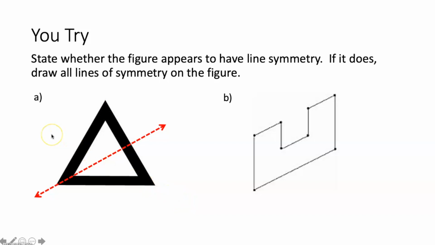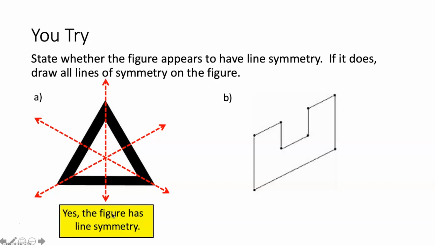Same thing with this line right here. This would be a line of reflection that cuts the figure exactly in half, with one side being congruent to the other. And same thing if you were to draw a line straight down the middle, that would do the same thing. So yes, this figure does have line symmetry.